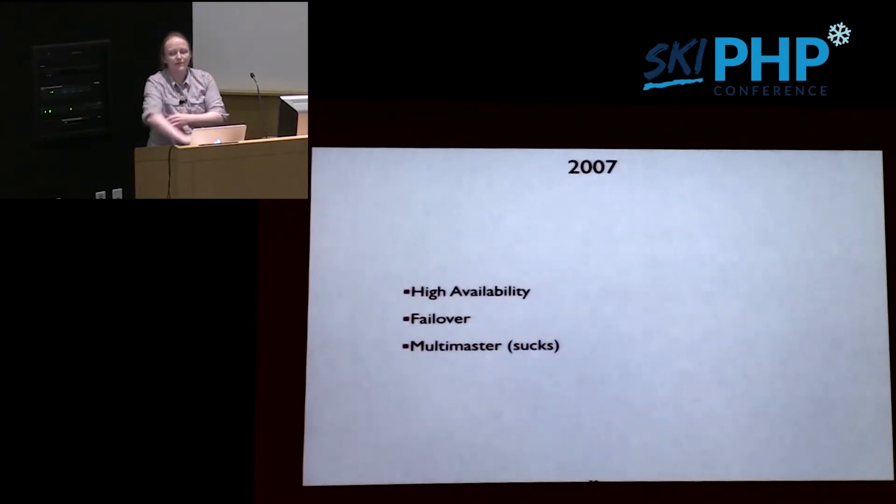By 2007, we were thinking about high availability of apps. We were thinking about failing over through multiple data stores, which was complicated, especially if you're using some frameworks that didn't support the idea of having multiple data stores. And by this stage, we're all trying to do multi-master databases, and that's enough to make you want to drive off a cliff.